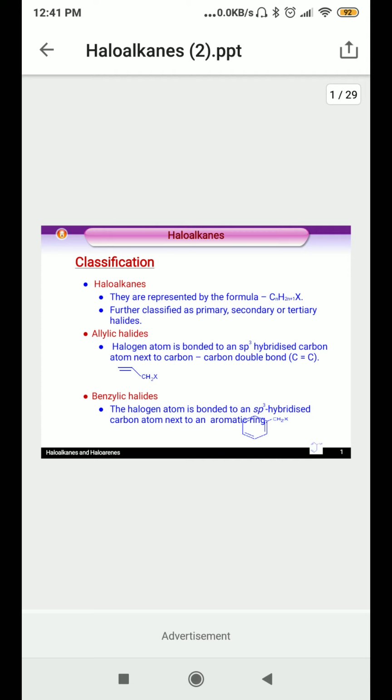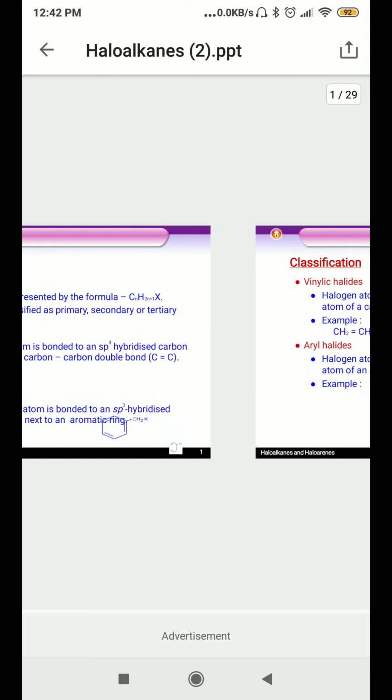Moving on to the next one, that is your benzylic halide. The halogen atom is bonded to an sp3 hybridized carbon atom next to your aromatic carbon. Here you can see your benzene ring, so it is CH2X. The CH2 is your benzylic carbon and the halogen group is attached to it. That is why it is known as a benzylic halide. Alright, now moving on to the next slide.